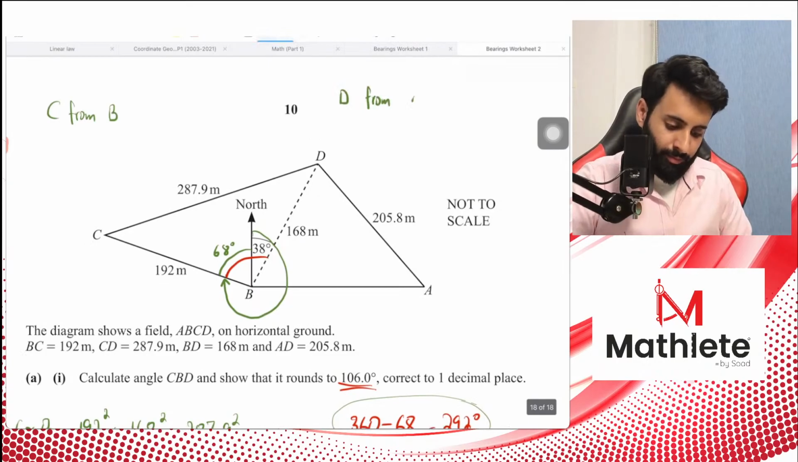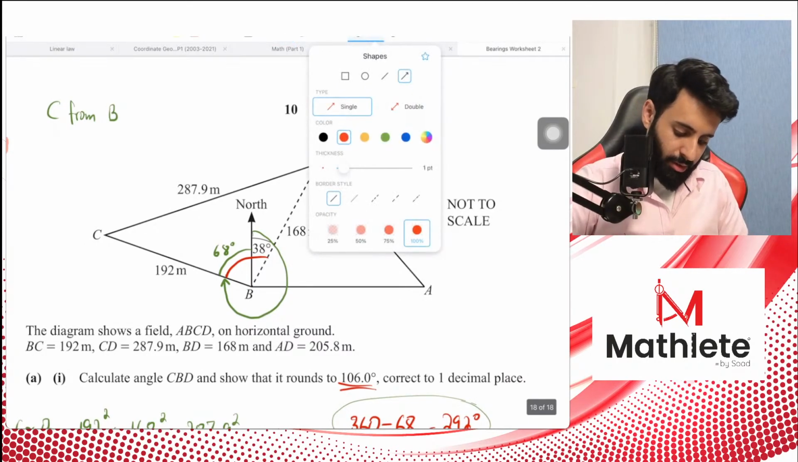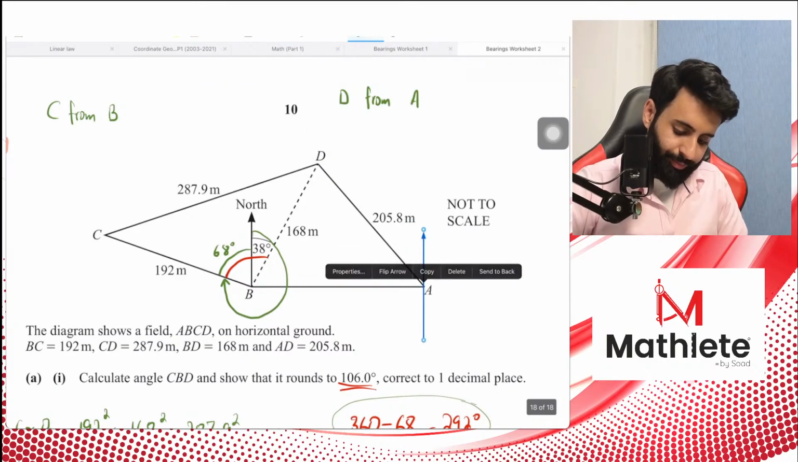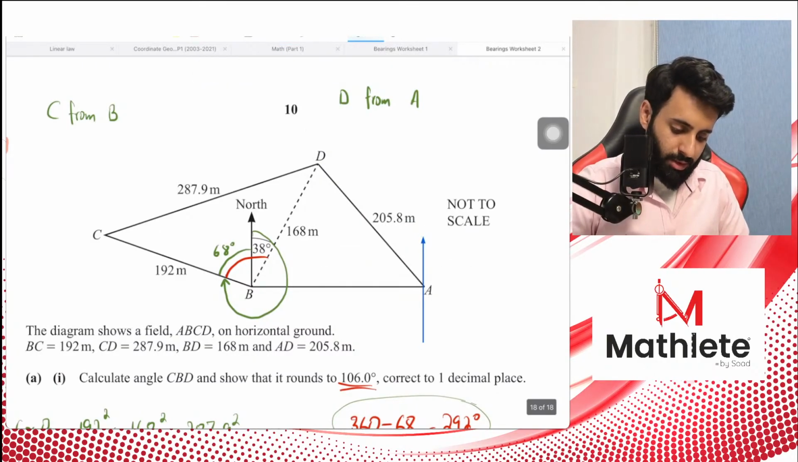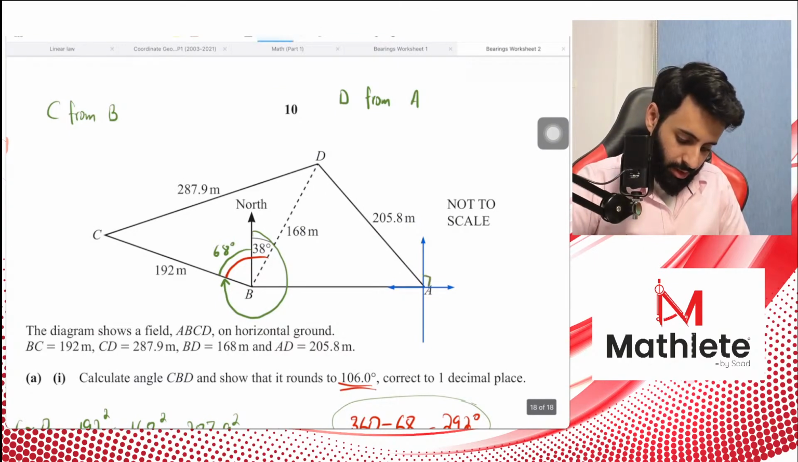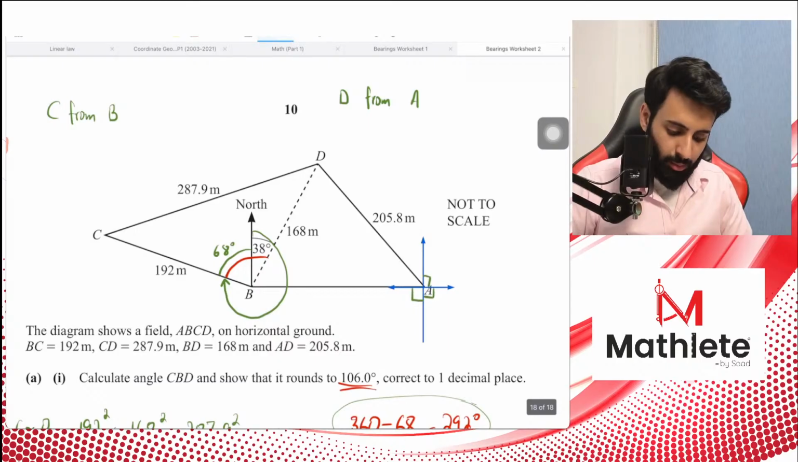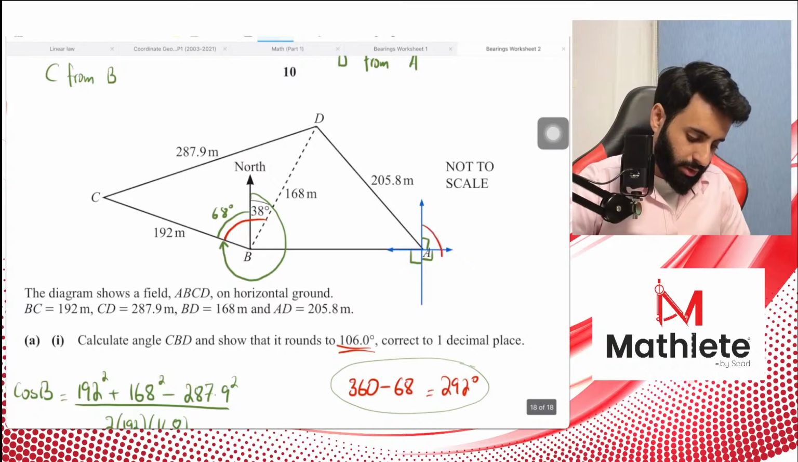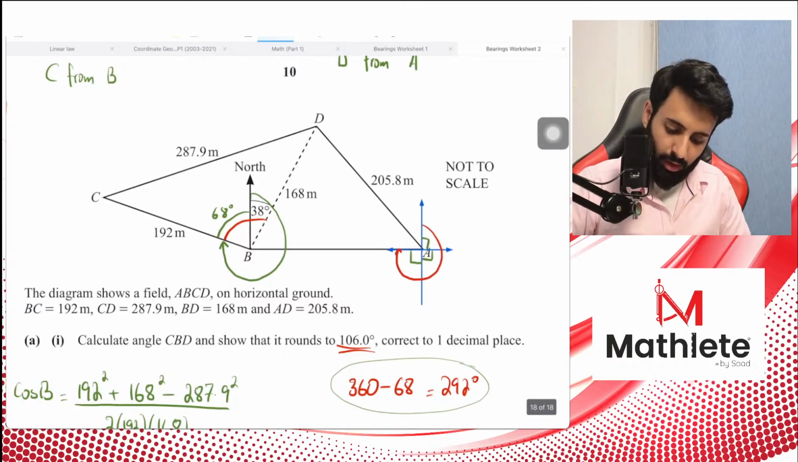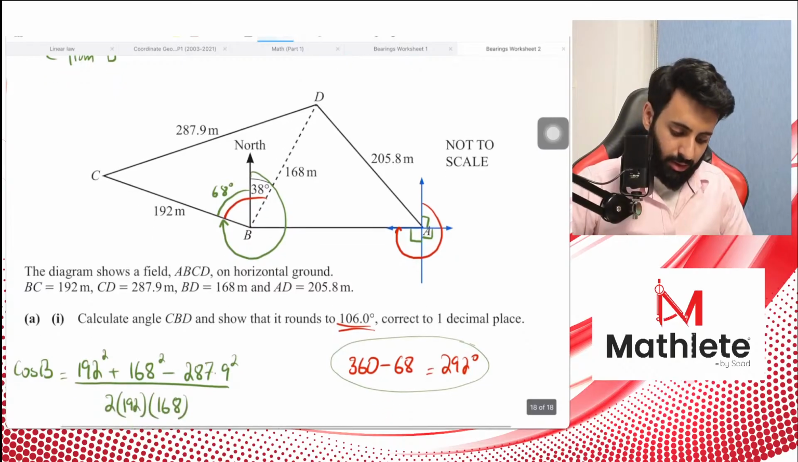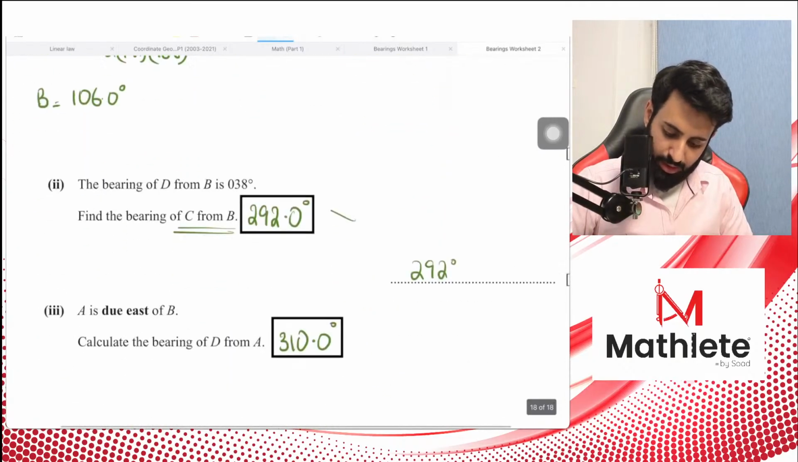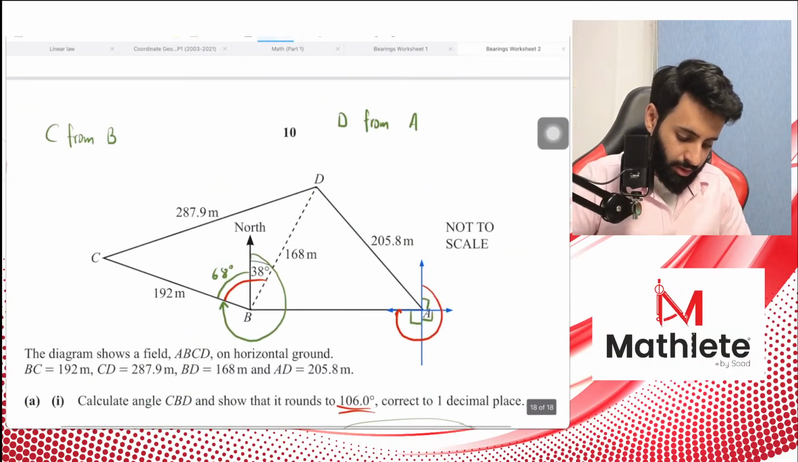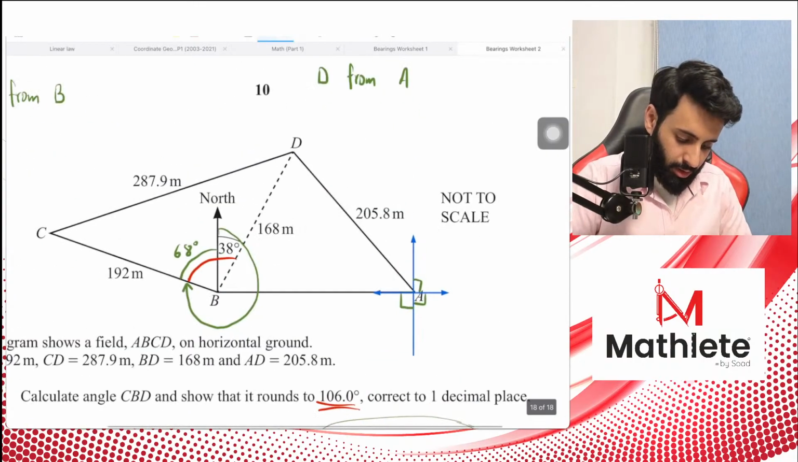D from A. So we make a north at A. And not just north, in fact, it's always a good idea to make the entire compass like I've made over here. So here's 90, here's 90, and here's 90. Now what you want is basically this angle. Now, how do we find out this angle? No, wait, the question is asking you to find the bearing of D from A. You don't want this angle. Sorry, my bad. You actually want this angle.